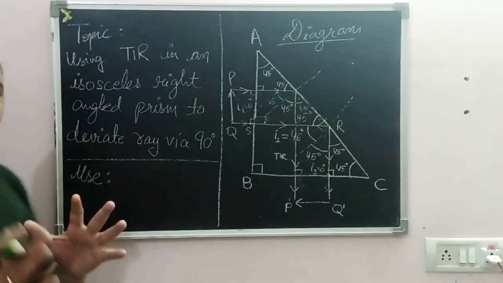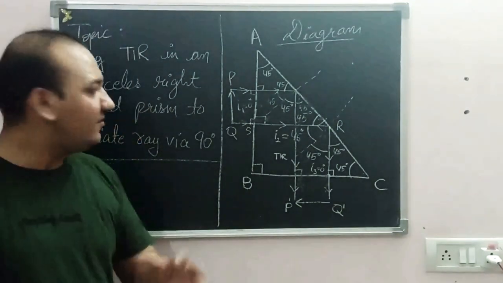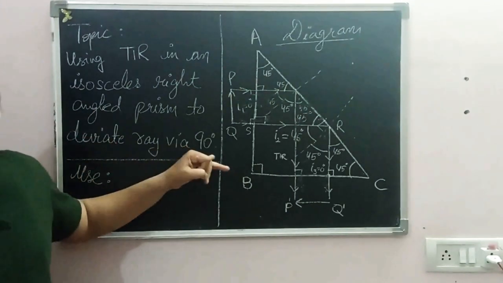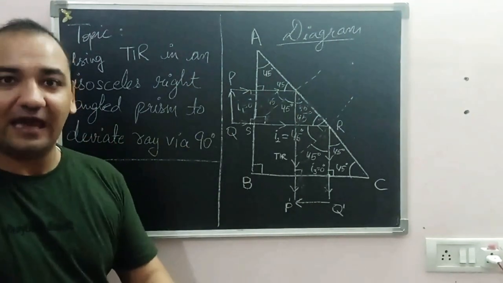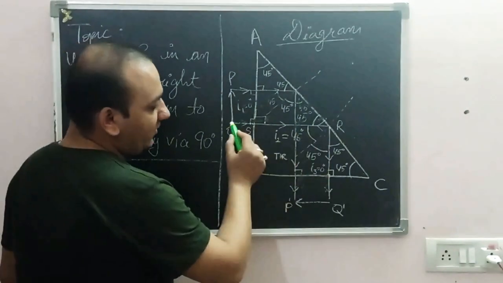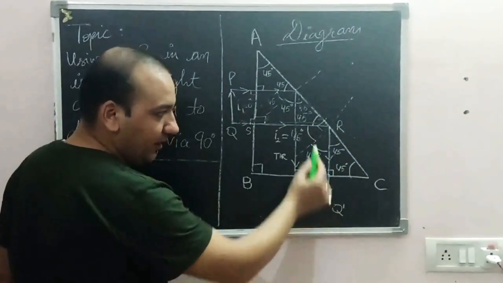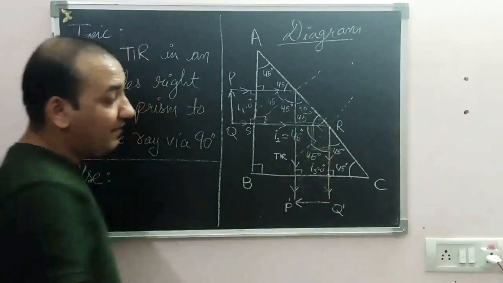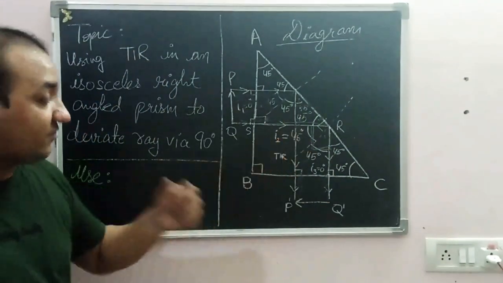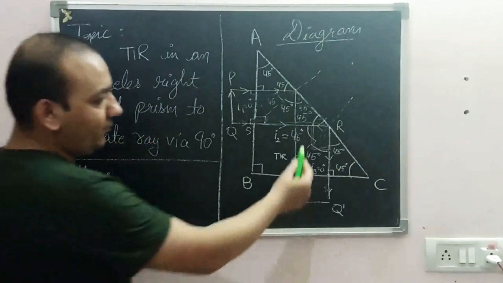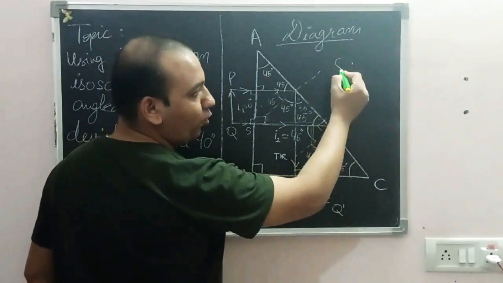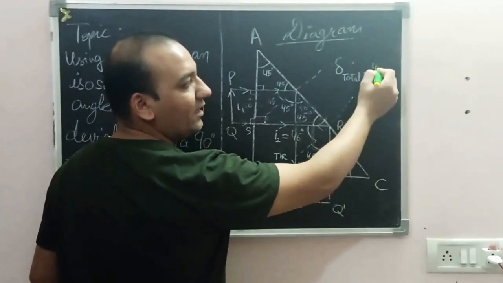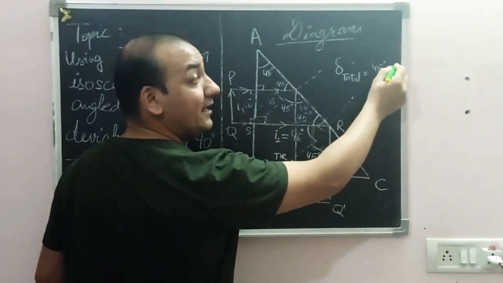Now, the thing to understand over here is that we were supposed to deviate a ray by 90 degrees. Have we done it? Of course, we have. How? See, this was the incident ray, this is the emergent ray. That is the angle of deviation. That's the total angle by which the ray is deviated, which is nothing but 45 plus 45. That means the total deviation angle is equal to twice 45, which is 90 degrees.